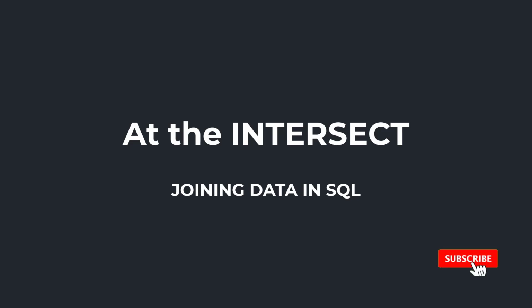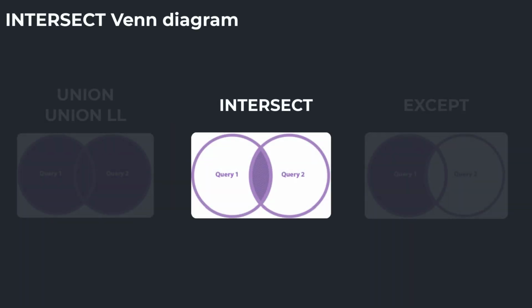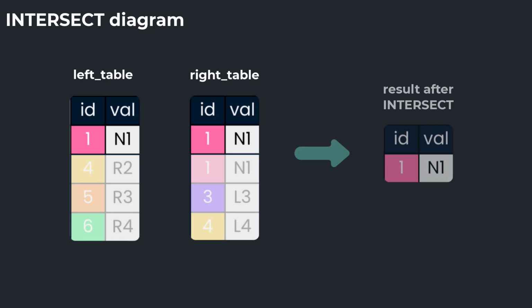Welcome back. In this lesson, we'll explore our next set operation, intersect. Intersect takes two tables as input and returns only the records that exist in both tables. In the diagram shown, we have two tables, left table and right table. The result of performing intersect on these tables is only the records common to both tables, the first record. All records that are not of interest to the intersect operation are faded out.